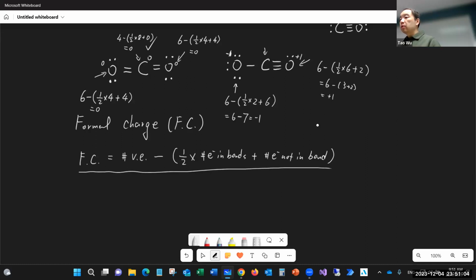Why? Because this carbon still contains 4 bonds, right? They contain 8 electrons in bonds, but they don't have lone electrons. So this is 4 minus 1/2 times 8 plus 0. So this is still 0 over here. So you will see, okay, for this structure, one oxygen is -1 and one oxygen is +1. And so this is not stable.